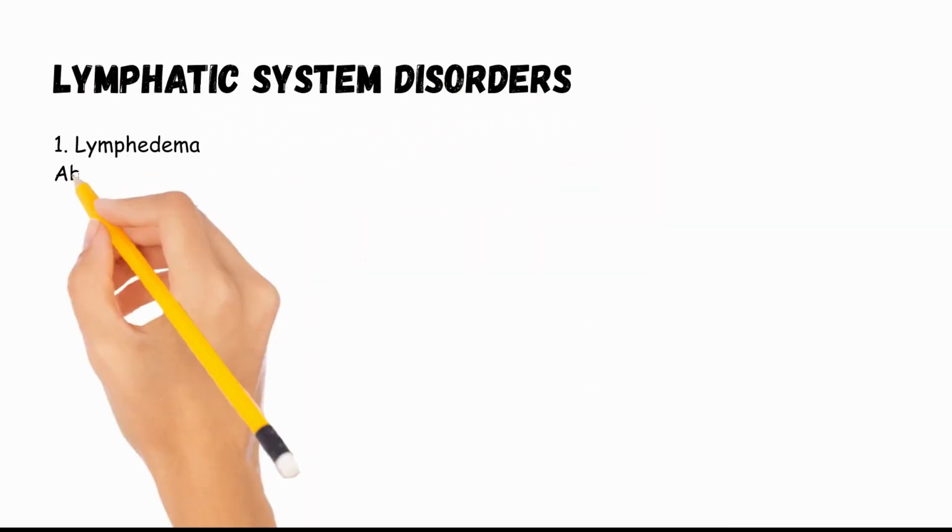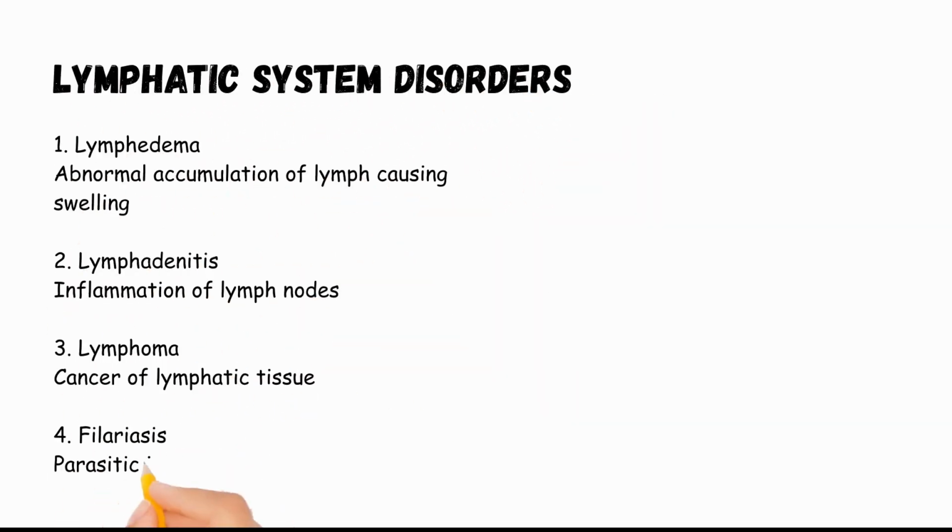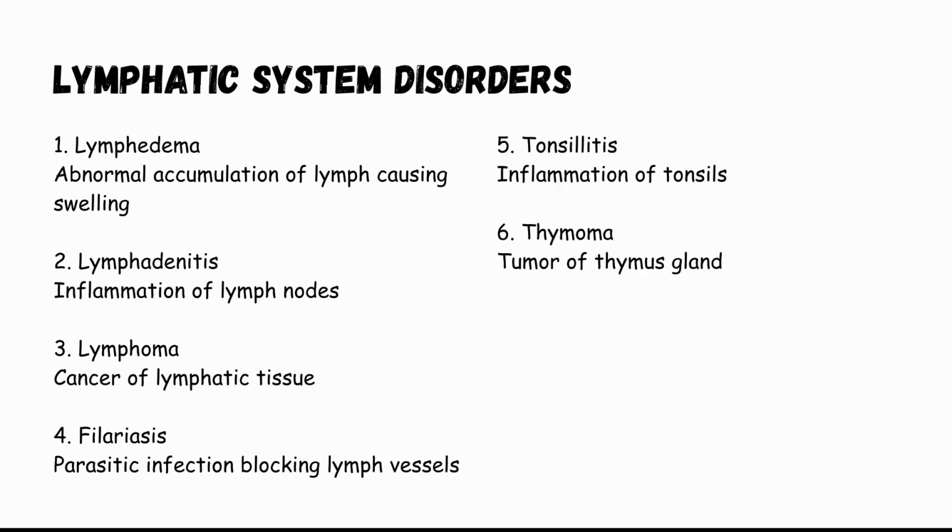Lymphedema is swelling caused by accumulation of lymph due to obstruction. Lymphadenitis is inflammation of lymph nodes, usually due to infection. Lymphoma is cancer arising from lymphatic tissues. Filariasis is a parasitic infection that blocks lymphatic vessels. Tonsillitis is the inflammation of the tonsils. Thymoma is a tumor of the thymus gland.